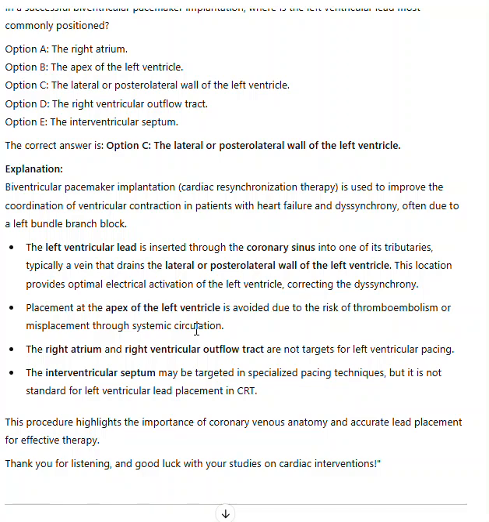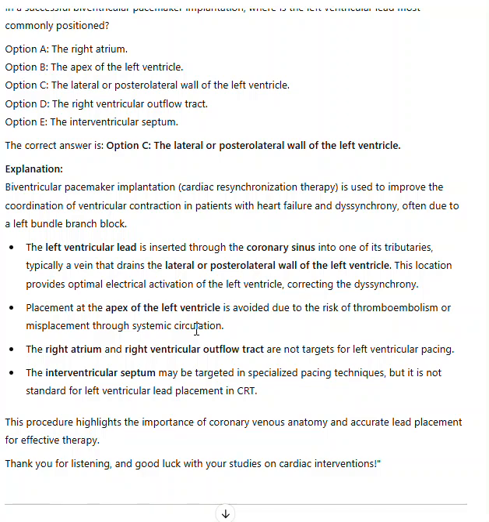The left ventricular lead is inserted through the coronary sinus into one of its tributaries, typically a vein that drains the lateral or posterolateral wall of the left ventricle. This location provides optimal electrical activation of the left ventricle, correcting the dyssynchrony.